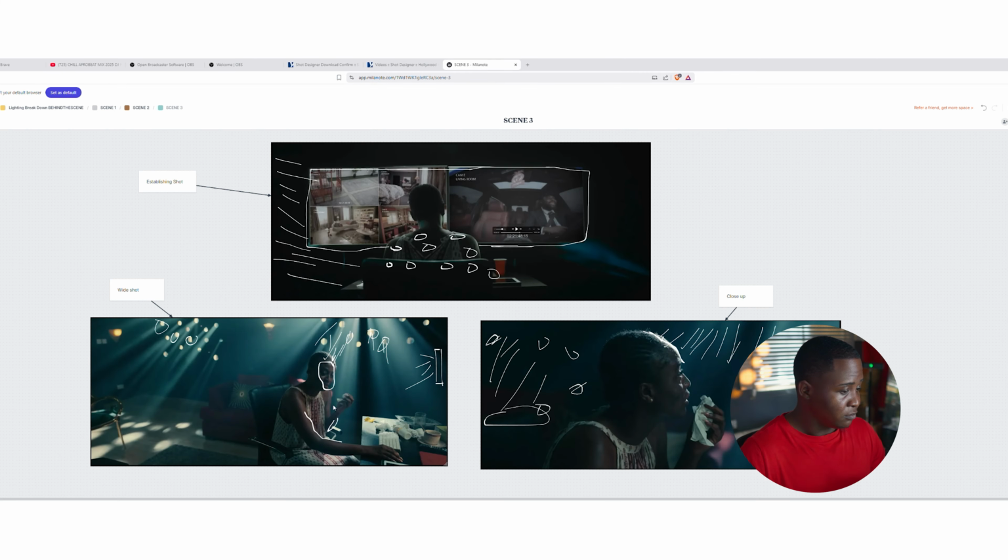So yeah, that's it for this lighting breakdown. I didn't want this video to be very long. It's actually very long already, but yeah, this is my breakdown for the movie Behind the Scene.